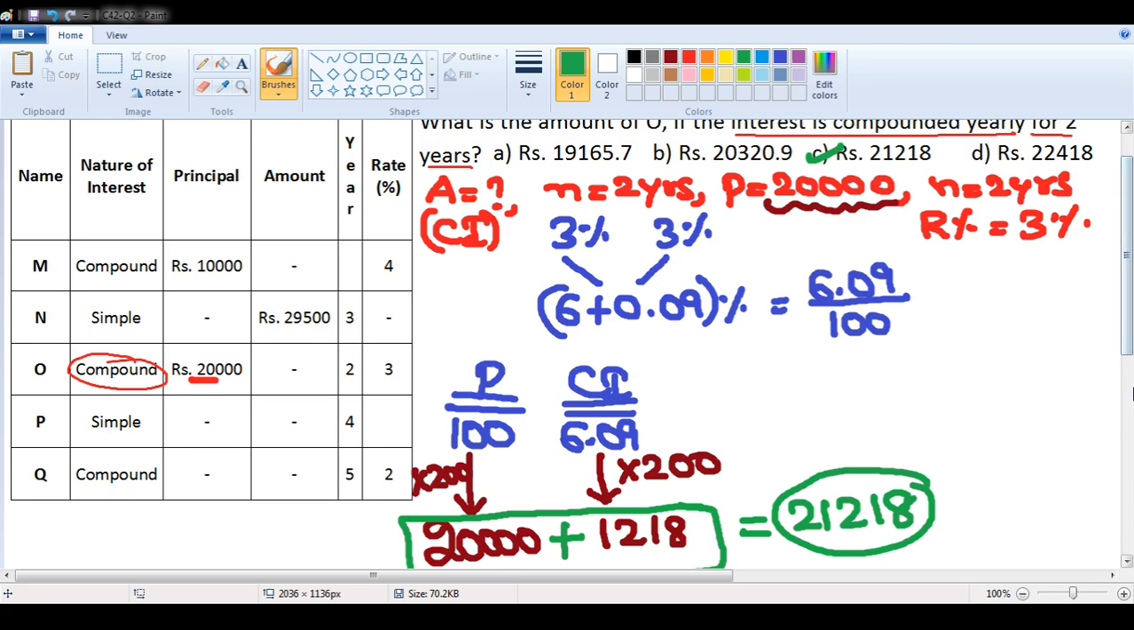Next question. Third question in the caselet.